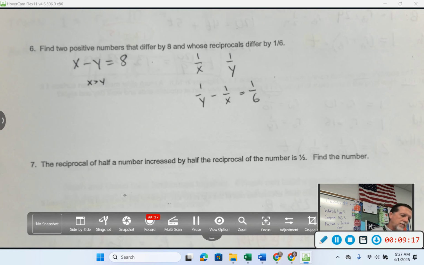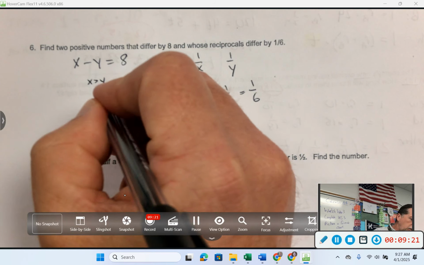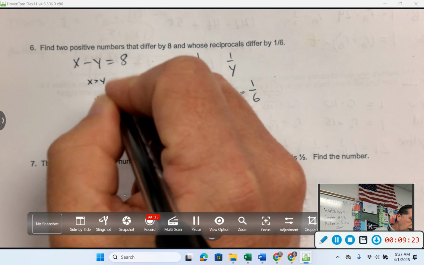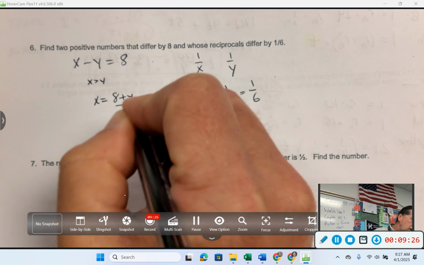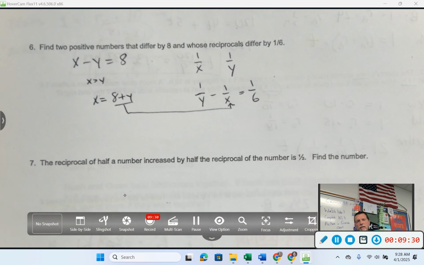So that one's kind of tricky. Once you make it that far, I think you could use substitution. x equals 8 plus y. Plug that in for x, and then you've got a problem just like Friday.